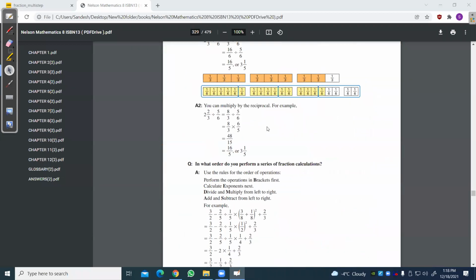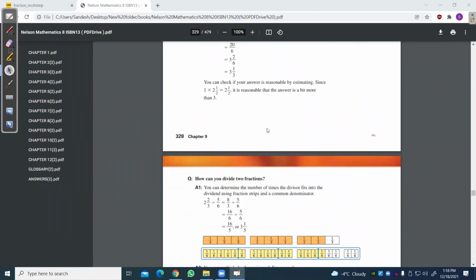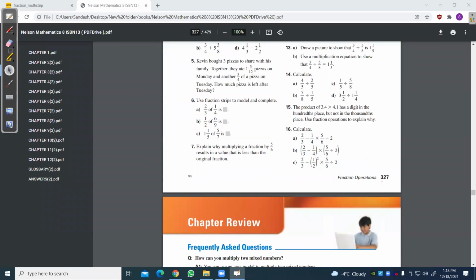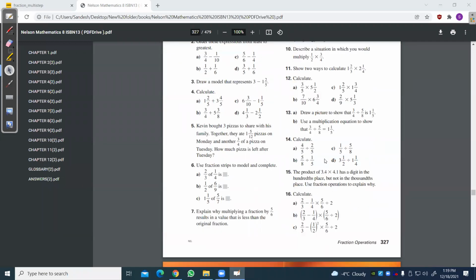Most of these are pretty simple. Let's see if I can find more complicated ones. And we've done most of these as well. Or let's try doing this one.